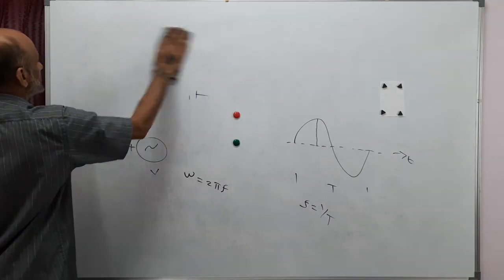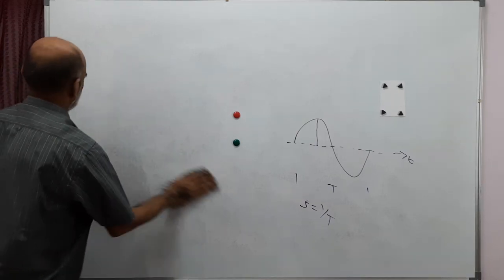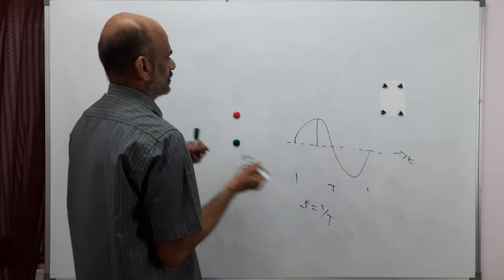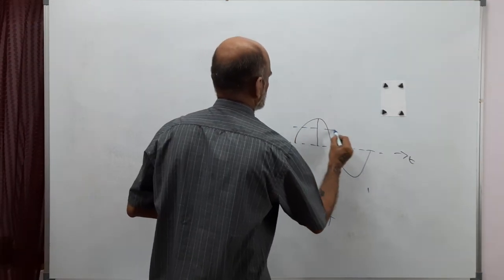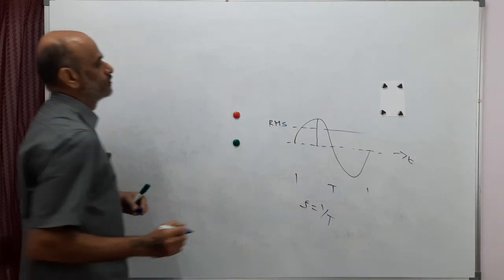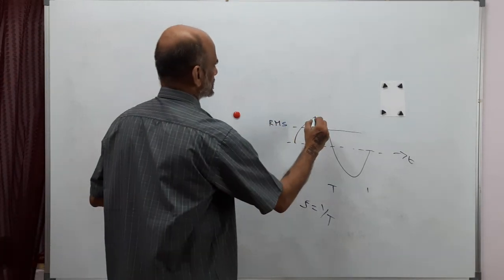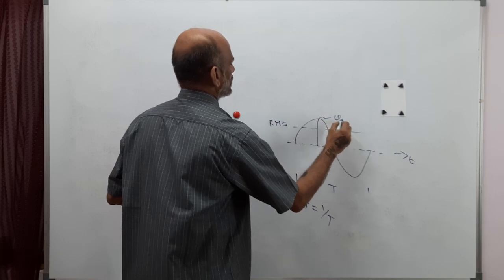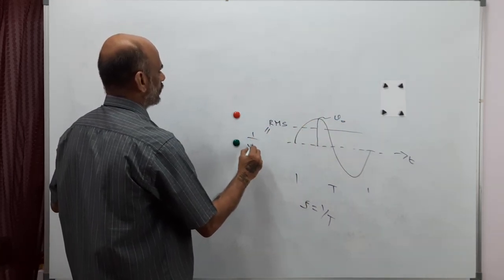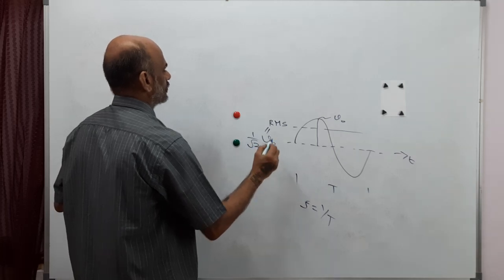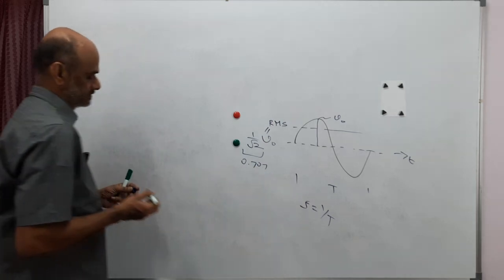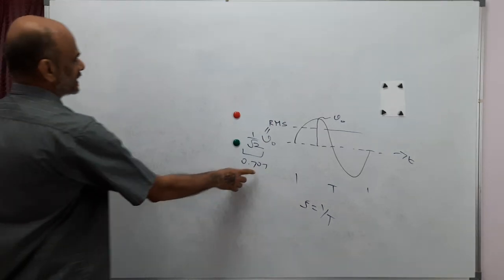And for a given AC variation, we can define an RMS value which will be at this level. So this RMS value, for example, suppose this is the voltage variation. So this much is V0. So V RMS will be less than V0 by a factor 1 by root 2, that is 0.707 times V0. We can derive this relation.